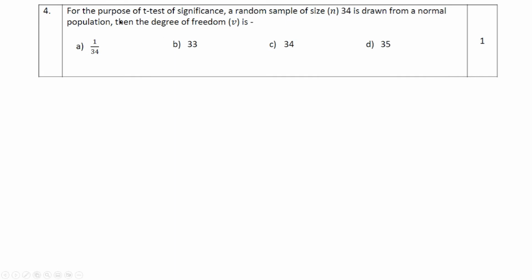Next question, for the purpose of T test of significance, a random sample of size n 34 is drawn from a normal population. Then the degrees of freedom nu is. Now we know the relationship between degrees of freedom and the sample size as far as this T test is concerned. It is given n is 34, then the degrees of freedom nu is given by n minus 1. So it is 34 minus 1, which is 33. Correct option is option B.